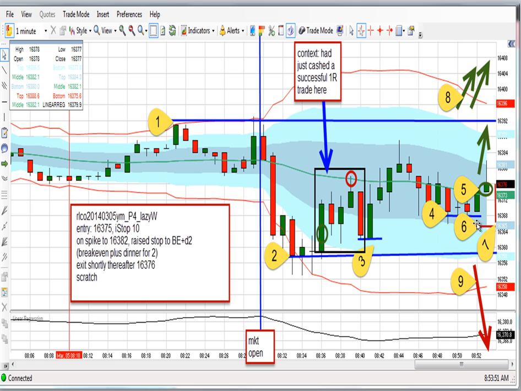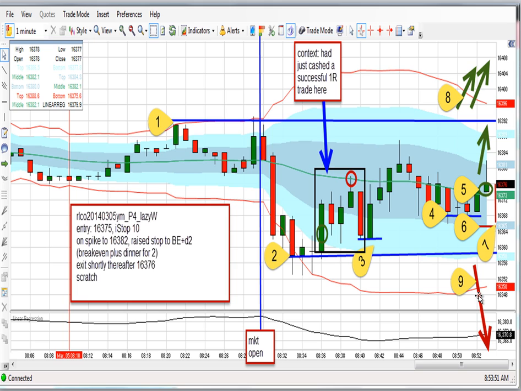The red line at 6 is my initial stop. That's the 10-cent initial stop from here to here. Point number 7 is the decision after the spike up to 16383 or so. I move that to no lose plus dinner for 2, so that I don't lose any money on this trade. That's point number 7. 8 was if I'm front running this so that if it breaks through 92, then it's off and running, and then this could be a big win.